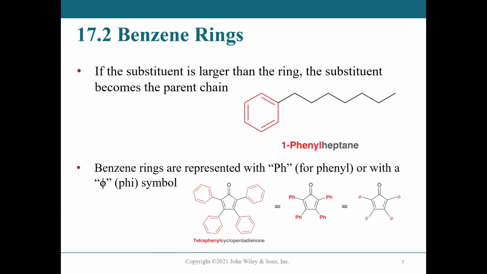So if the substituent is larger than the ring, the substituent becomes the parent chain. So here, this is larger than the ring. Hept is 7. Phenyl group is just 6. So it now became the parent chain.